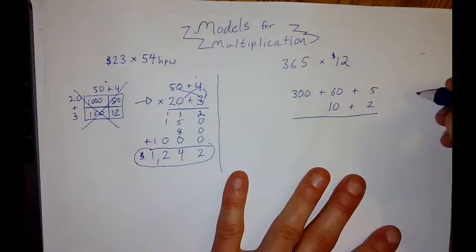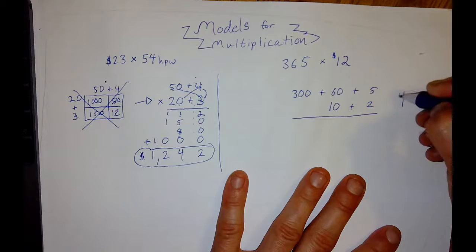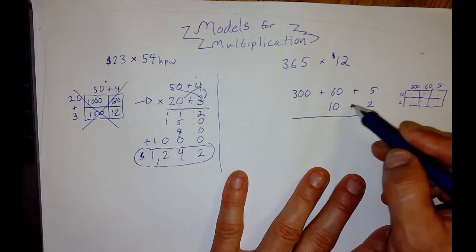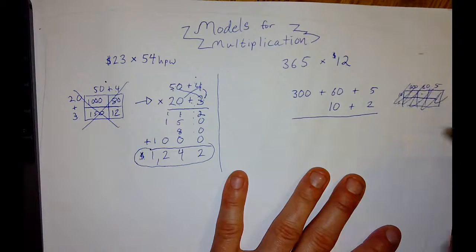If I was to quickly draw it out, here we had 10 and 2. Here we have 300, 60, and 5. In that area model, again, it's clear. You will have 6 partial products. Here you really have to think logically and be careful. Let's go ahead and begin.